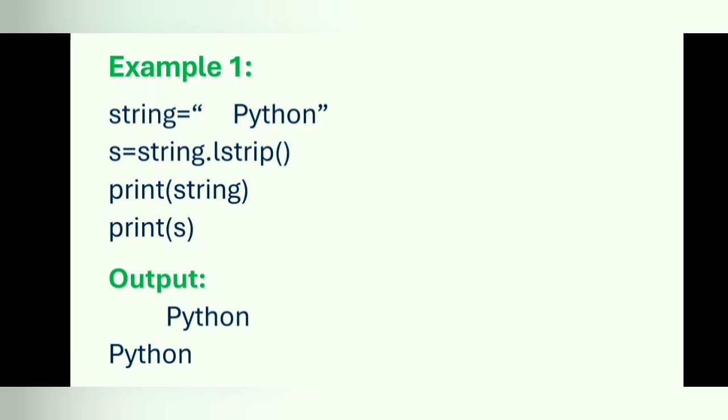Then the print statements, print string and print s, will print the original string and the new string respectively. The new string Python will be displayed without any leading spaces. If no argument is passed, the lstrip method will remove the leading whitespace characters if there are any.